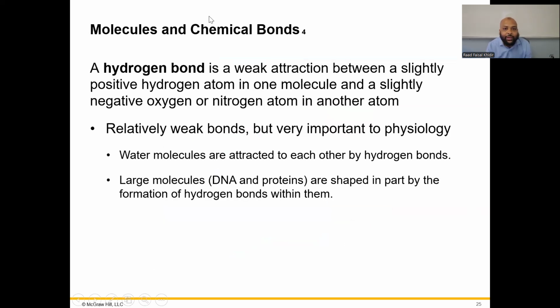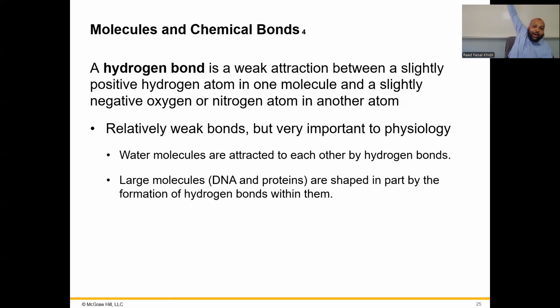Okay, molecules and chemical bonds. A hydrogen bond is a weak attraction between a slightly positive hydrogen atom in one molecule and a slightly negative oxygen or nitrogen atom in another molecule. So that's a hydrogen bond. It is not a strong attraction, it is a weak attraction. For example, in water, the hydrogen in water is slightly positive.